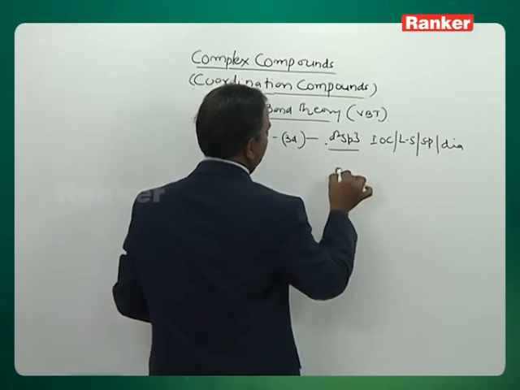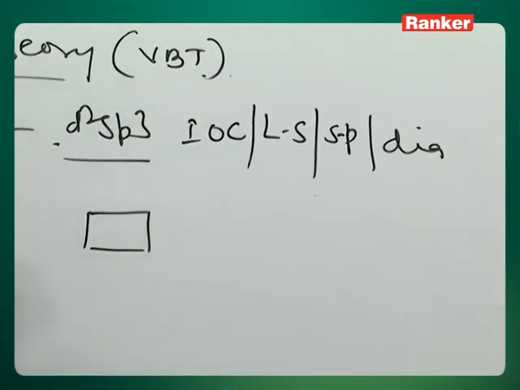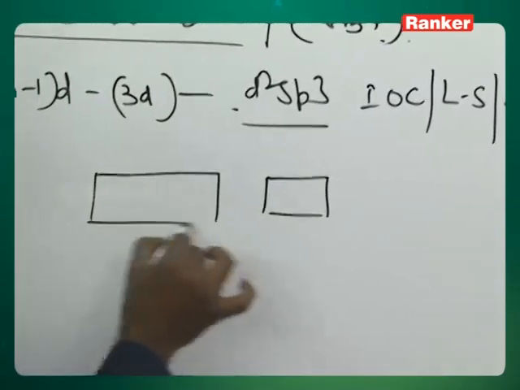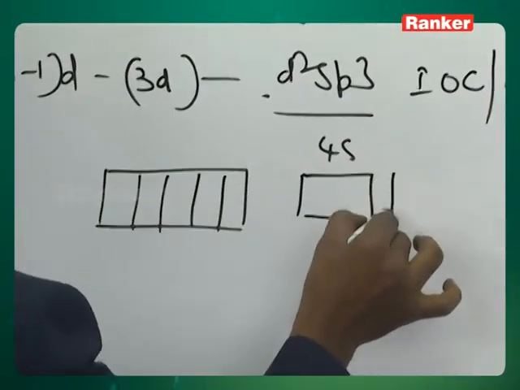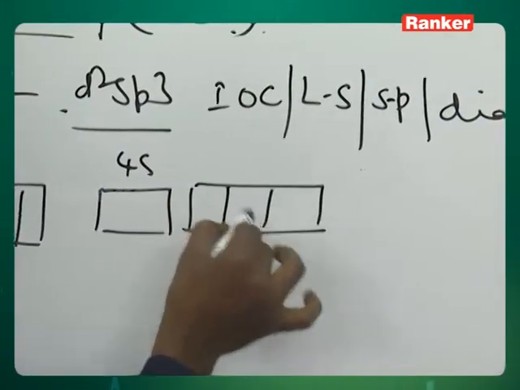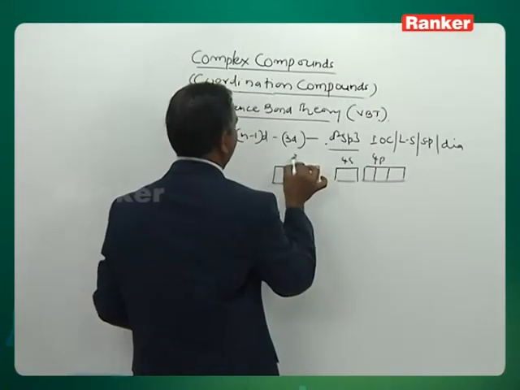Now you see it is actually 3d orbitals, 3d, 4s, and you consider 4p. 3d, 4s and 4p you take.